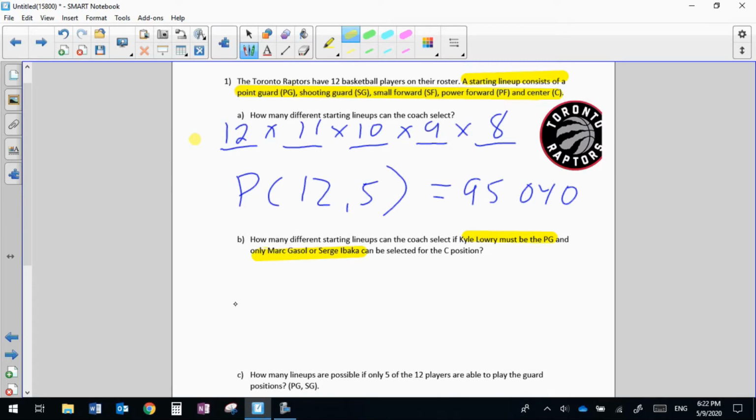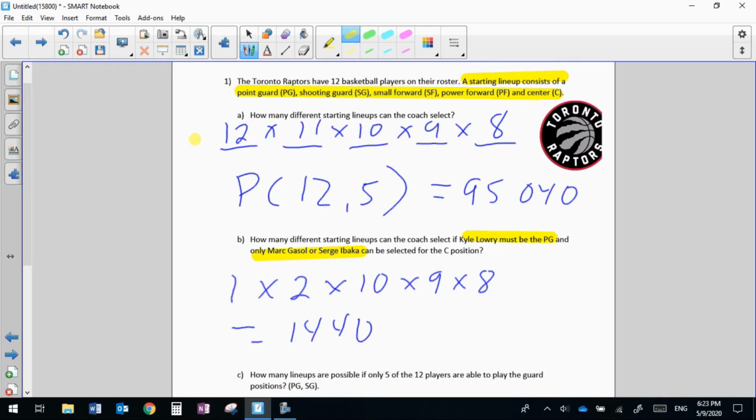Okay, well, let's assume that the point guard is the first person in our list and the center is second. So I only have one choice. That's got to be Kyle Lowry, but I have two choices for center, either Marc or Serge. Okay, now how about the other three positions? I still have 10 players left for small forward, 9 for power forward, and 8 for whatever position I've missed, shooting guard. That's 1,440. Just those two restrictions really bring your starting lineups down to a much smaller number.